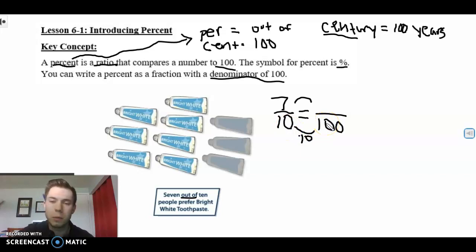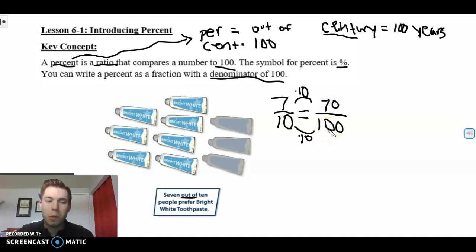And just like we did with other ratios and rates, whatever we multiply or divide the denominator by, we are also going to have to do to the numerator. So we're going to have to multiply the 7 by 10 as well. So 7 times 10, some of you might be able to do that in your head, and that's fine. Some of you might need the calculator, but 7 times 10 is going to get us 70.